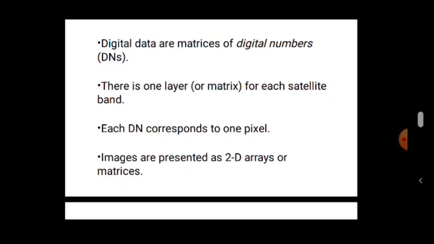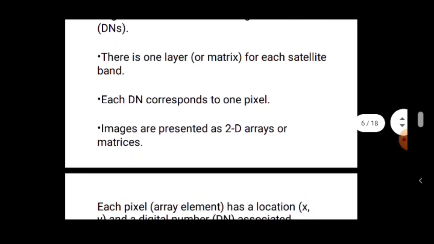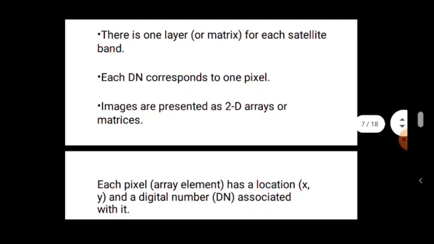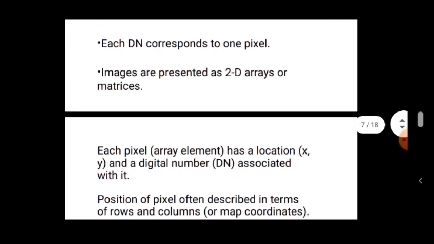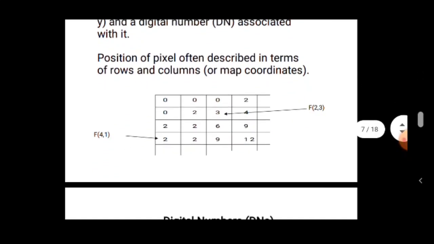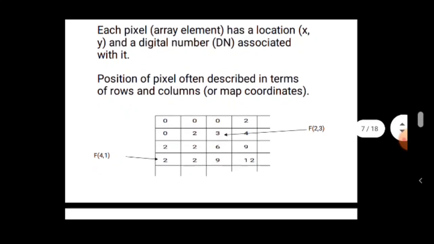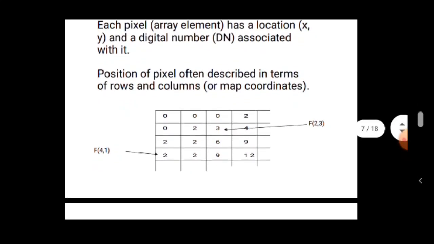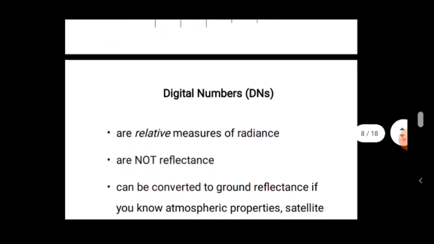And the digital number is a relative measure of radiance, but it's not reflectance, of course. As you see, the position of pixels can be represented in rows and columns.